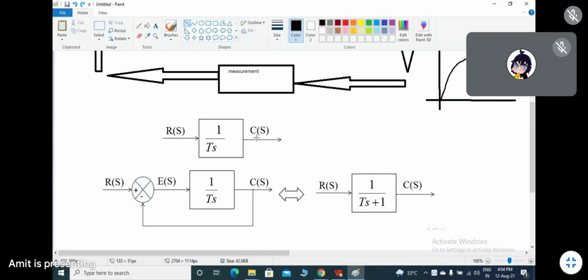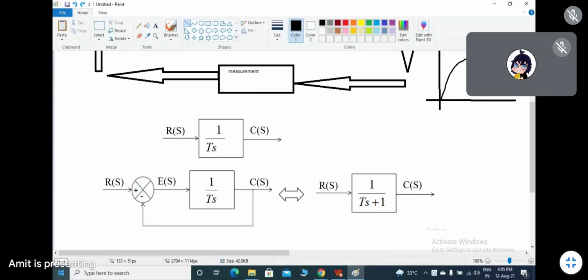So what is this transfer function? The transfer function is C(s) by R(s), so it will be 1 by tau s. Now when you make it a closed loop, unity feedback or negative feedback, what will happen to its transfer function? How will it change?